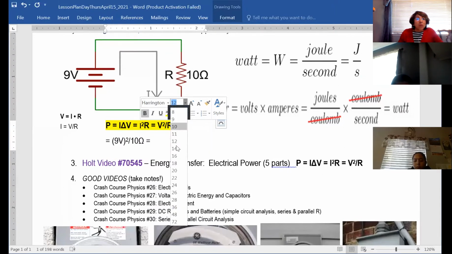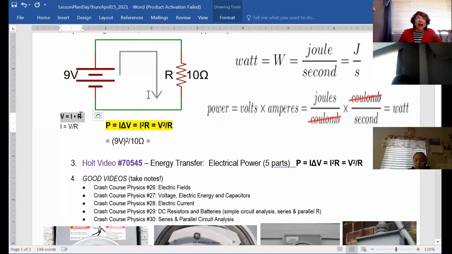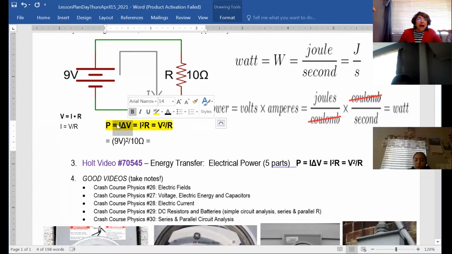All right, so then why is it that it's also V squared over R? Well, let's go back over to this box here. If V equals IR, then hopefully you see that I is V over R. Well, if that's the case, I'm going to go back to IV here, okay? I know that the I is V over R. So let's replace this I with V over R. So I have V times V, here's the other V, divided by R. And that's why it's V squared over R.